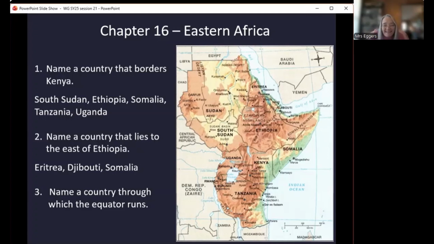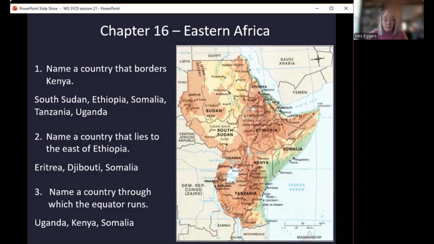Kenya. Yep, Kenya. Looks like, yeah. The capital of Uganda looks right near the equator. And Somalia. I think that's it. Uganda, Kenya, Somalia. Okay, yay. So now we're kind of familiar here with this map of Eastern Africa.